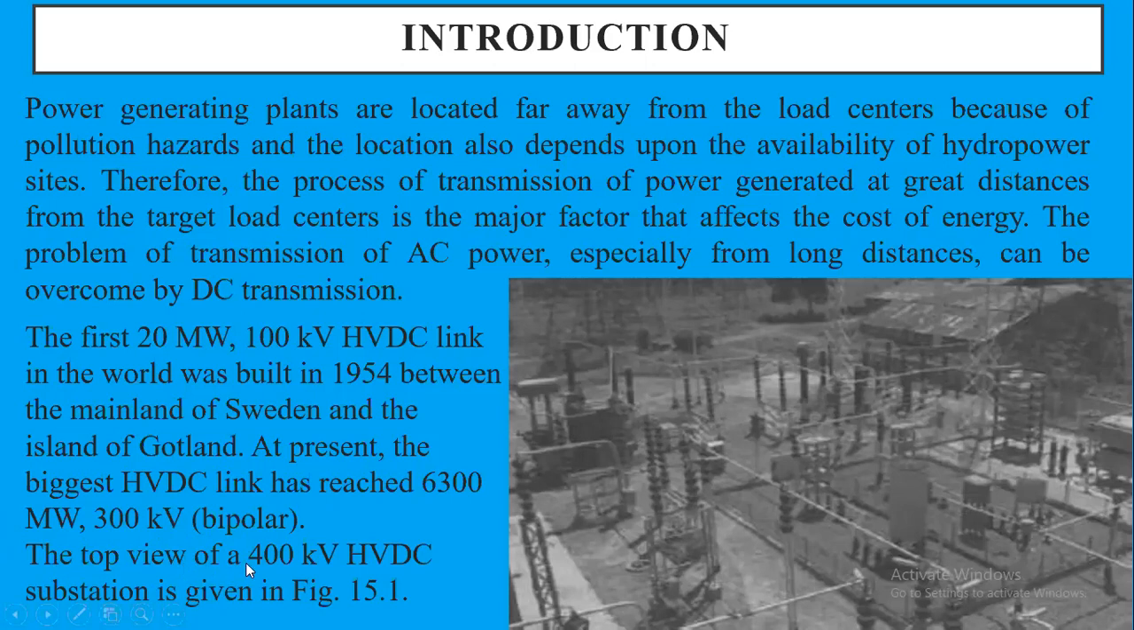The top view of a 400 kV HVDC substation is given below. These are substations in which the transportation of electricity, junction, suspension, insulator, converter, CTs, PTs, surge arrestor, and lightning arrestor are present. You can imagine how a substation looks. This is how a substation of a 400 kV HVDC transmission line looks from the top view.